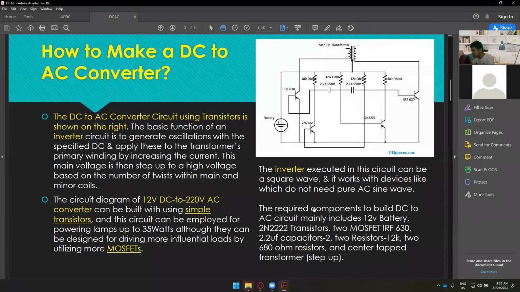So we have here a MOSFET, transistor, capacitor, a resistor of 12K, two resistors of 680 ohm, and so on and so forth. Those are the components that you'll need if ever you want to do this one in LTspice.